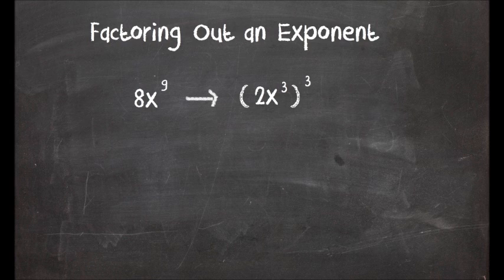Now here's a tip that may help. When rooting variables with exponents, what you could do is divide the exponent by the exponent that you're rooting by. In this example, x to the ninth is being rooted by the third power. We can divide 9 by 3, and that's how we get x to the third. And there's our answer, 2x cubed raised to the third power.